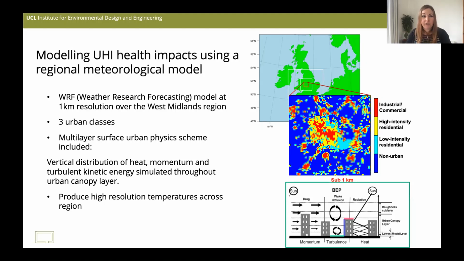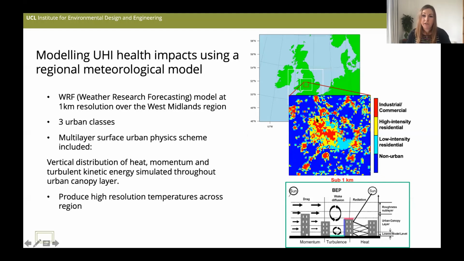So we use a meteorological model at 1 kilometre resolution, and within the input to the model, we classify urban areas into different types of urban. So we have industrial, high intensity residential, low intensity residential areas. We have non-urban areas, which are further categorized into different types of rural categories.